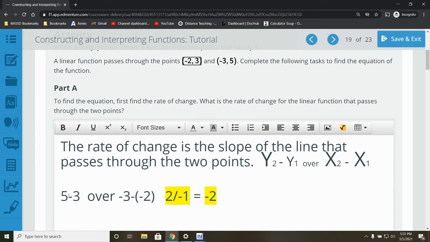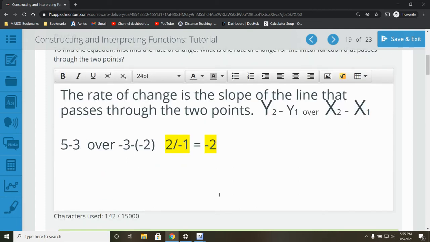When you do that math, 5 minus 3 is 2. -3 minus -2 equals -1. Hey Siri, what is -3 minus -2? -3 minus -2 is -1. My phone said it, not my watch, so it was a little bit quiet. But trust me, that's how you get it. If you don't know for sure, please use a calculator until it looks right. Okay, so 2 over -1 equals -2.